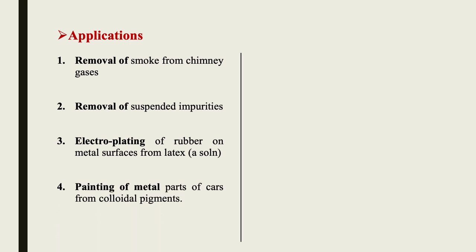The fourth example is painting of metal parts, for instance metal parts of cars, from colloidal pigments. Suppose you have a car that you want to paint. The car is made of stainless steel and you want to paint on that. From colloidal pigments in the solution, you can paint the metal part.